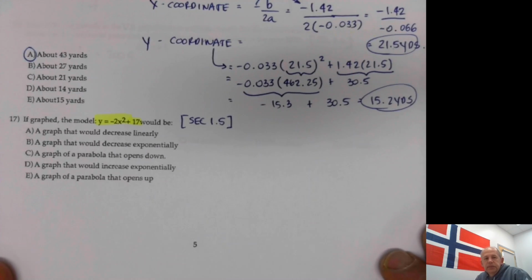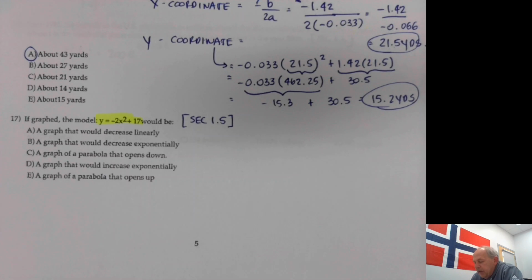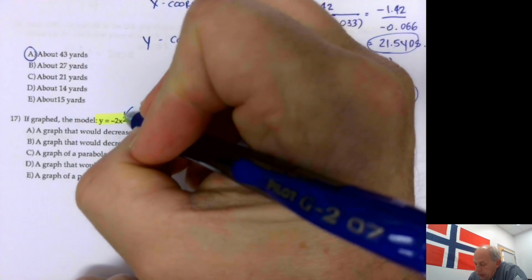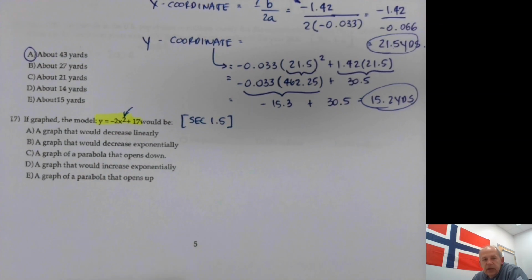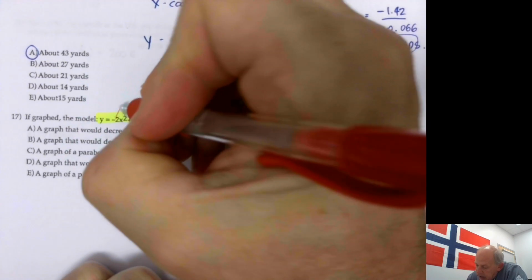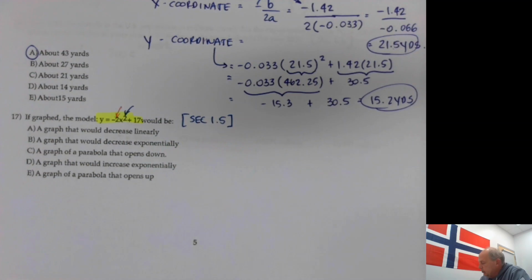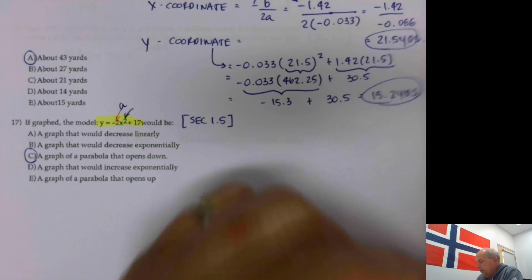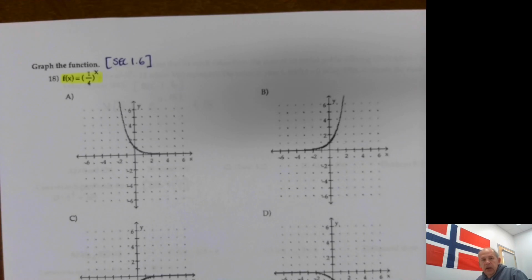Number 17, a lot shorter. We have a model. If we were to graph this model, what would this model yield? X is squared. That tells me it's a quadratic. That tells me I would have a parabola. This a value, negative 2, is negative, obviously, so that would be a parabola that opens down. My answer is choice C. X is squared, a was negative. I'm done. Let's take a look at number 18.